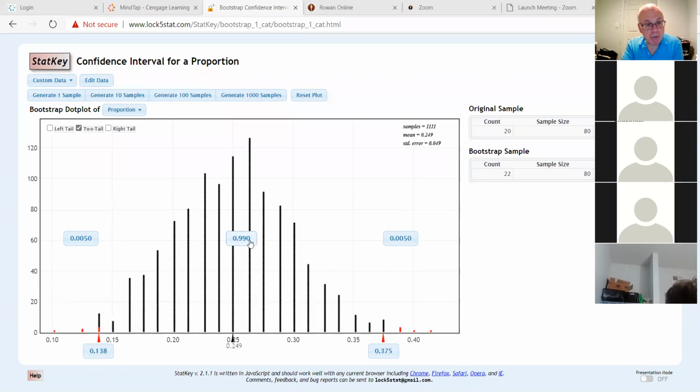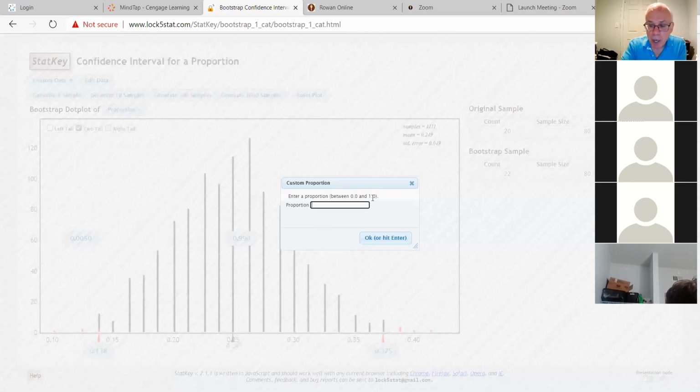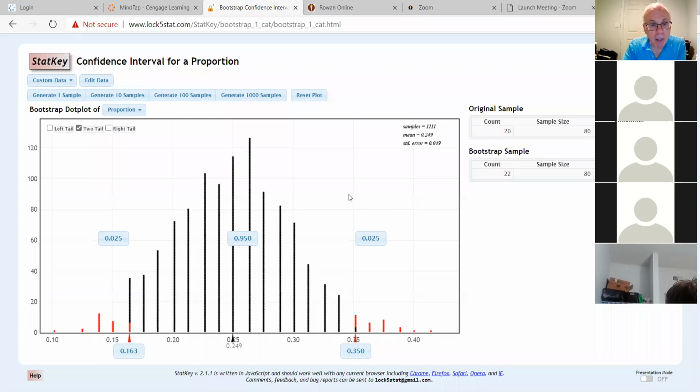And it's the same thing if you change the middle number to 0.95. Then what's left after 0.95? 1 minus 0.95 is 0.05. Half of it is 0.025, right? You get the idea? So these three numbers add up to 1. And then 0.025 times 1111 are the number of red dots on the right. Same thing on the left. That's how they determined all of this.